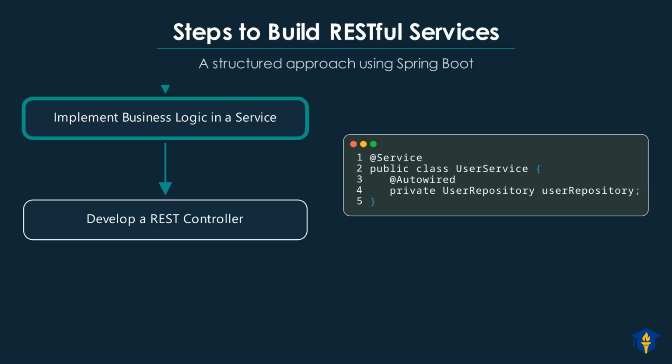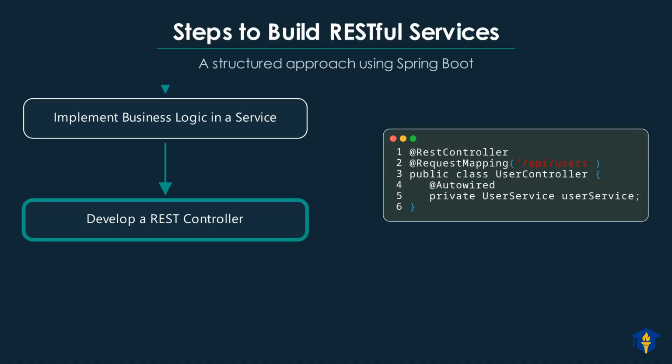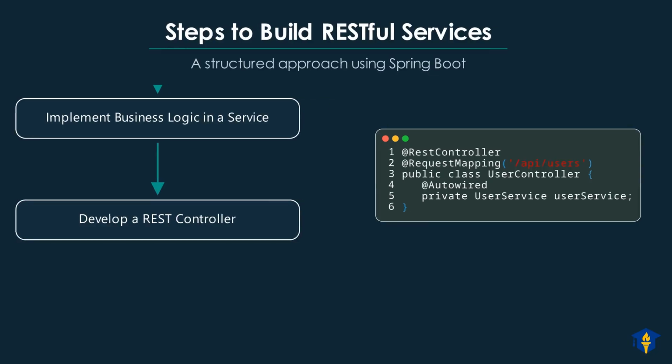After that, implement your core business logic within a service layer for better organization. The user service class, marked with @Service, uses @Autowired to inject the user repository. Finally, develop a REST controller to expose your application programming interface endpoints. This user controller handles incoming HTTP requests, routing them to the appropriate service methods.